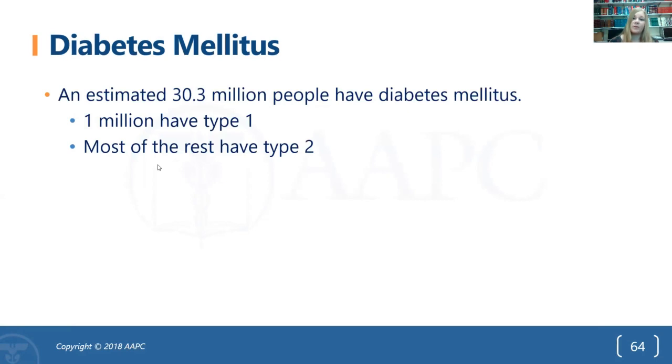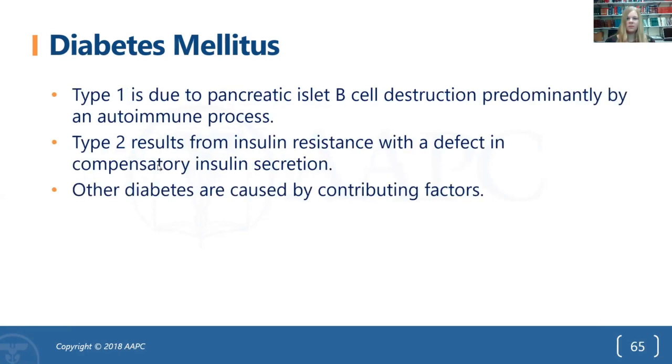Studies from 2015 estimated that about 30.3 million people in the United States had diabetes mellitus, of which approximately 1 million have type 1 and the rest all have type 2 diabetes. Type 1 diabetes is due to pancreatic islet B cell destruction, predominantly by an autoimmune process, and these patients are prone to ketoacidosis.